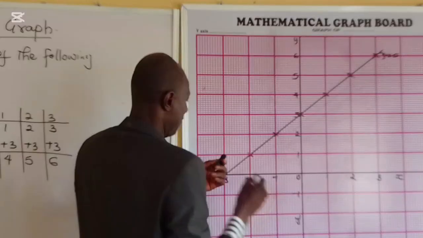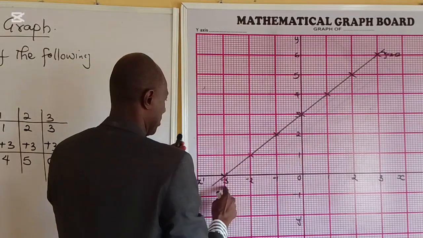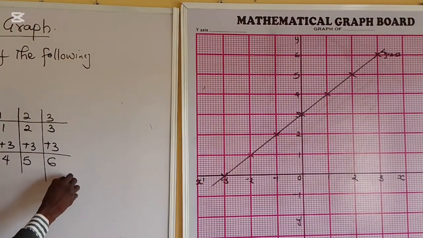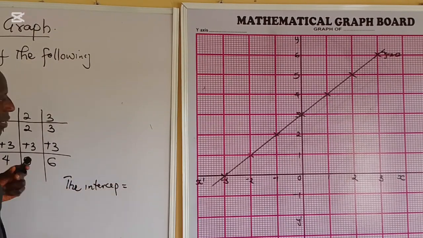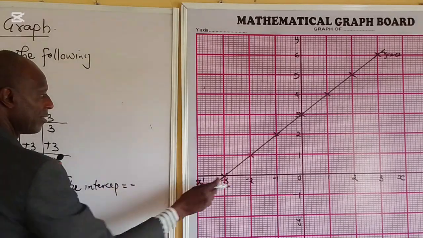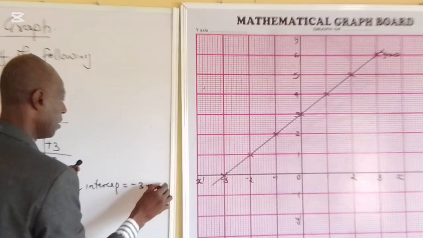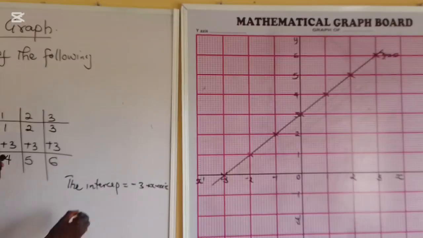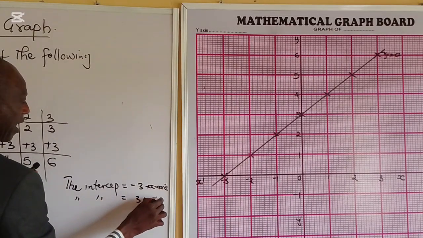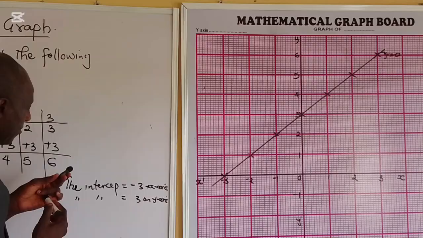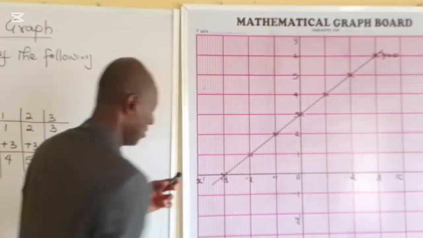The line cuts the graph at these two points. So what is the intercept? The intercept is minus 3 on the x-axis, and the intercept again is 3 on the y-axis. So the intercept is minus 3 on the x-axis, it cuts it at minus 3, and on the y-axis, it cuts it at plus 3.